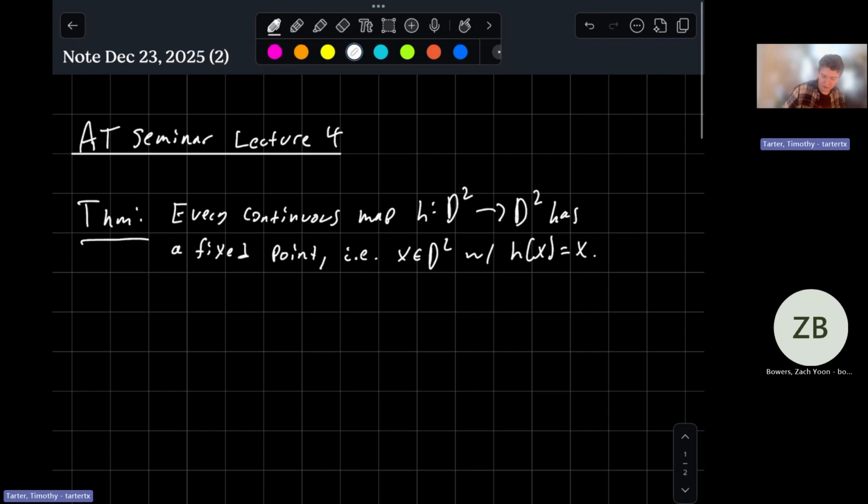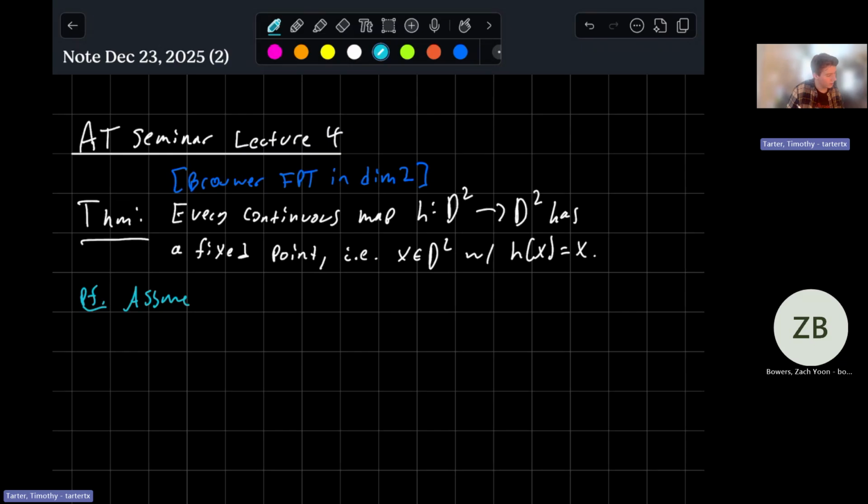And so I'll just mark this as Brouwer. How does one spell that? Brouwer fixed point theorem in dimension 2. And the proof is actually fairly short.